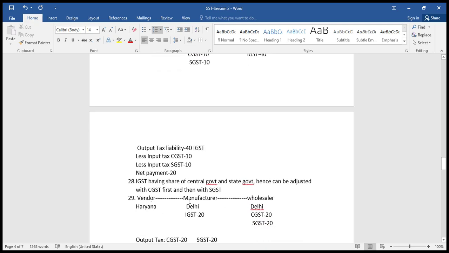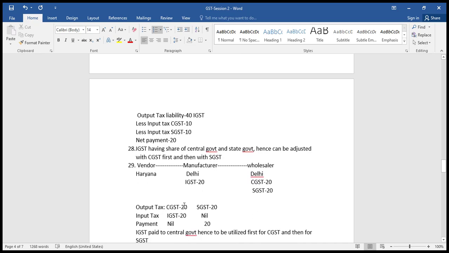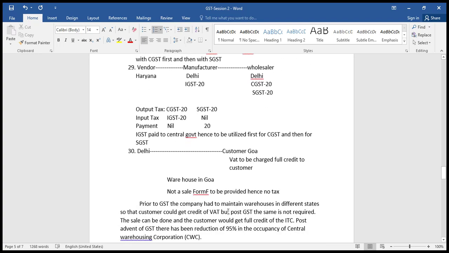Vendor Haryana, manufacturer Delhi, IGST 20, wholesaler Delhi, CGST, SGST 20. CGST 20, IGST 20, payment nil, SGST 20, input tax credit nil, payment 20. IGST paid to central government, hence it is to be utilized first for CGST and then for SGST.